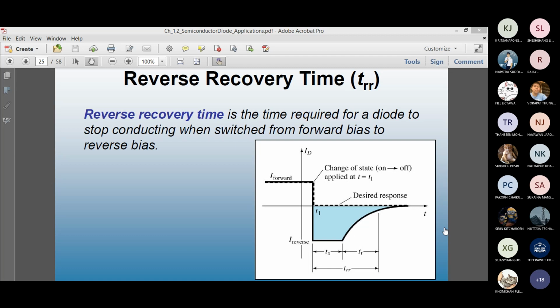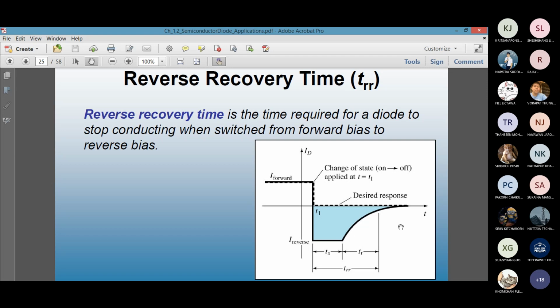Zero current. Reverse bias should not be any current. But what happens in reality? There's a little bit of reverse current. Why is that? That's what you need to read about the majority and minority.